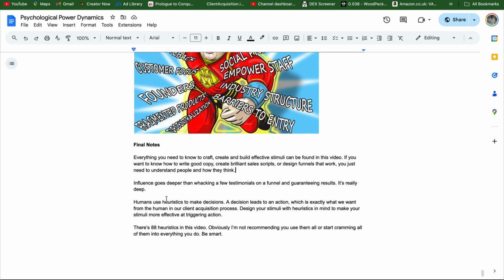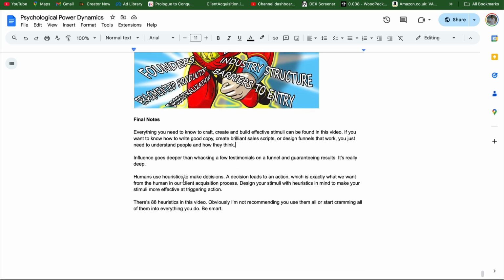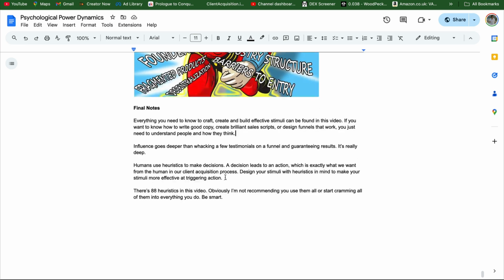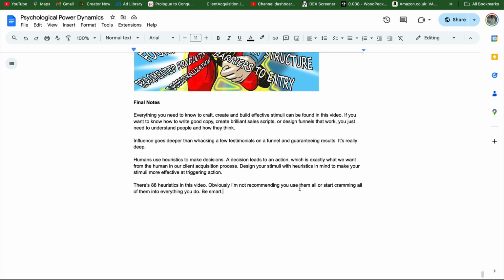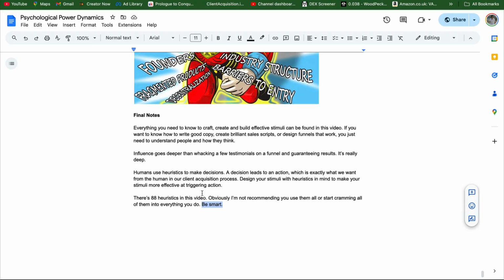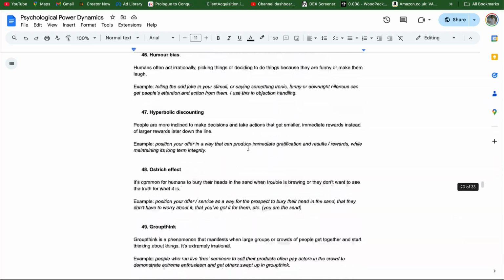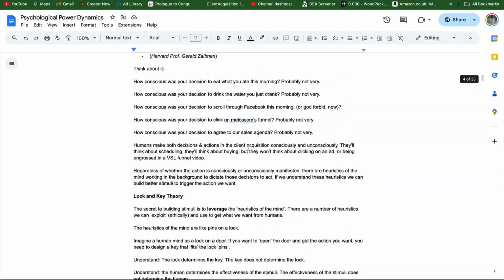Influence goes deeper than throwing a few testimonials on a funnel and guaranteeing results. It's really deep. Humans use heuristics to make decisions. A decision leads to an action, which is exactly what we want from the human in our client acquisition process. Design your stimuli with heuristics in mind to make your stimuli more effective at triggering action. There's 88 heuristics in this video. Obviously, I'm not recommending you use all of them or start cramming them all into everything you do. Be smart, okay? So, hopefully you found value in this video, and I will see you in the next one.